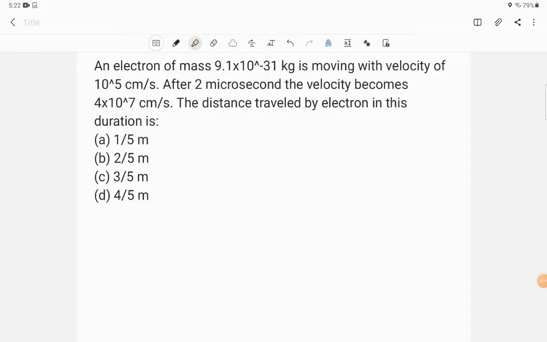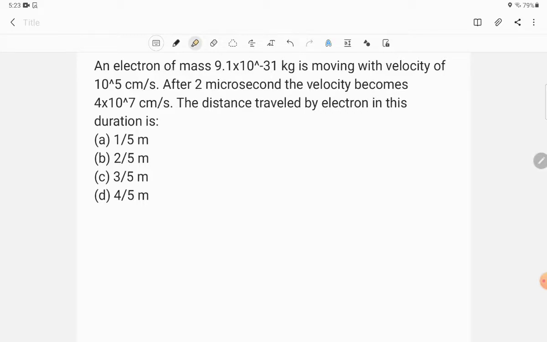This MCQ is related to mechanics, in which the initial state of the particle is given, and also after a while its final state is described in terms of velocity. So we are asked to determine the distance traveled by the particle in a given time, and the particle is an electron.